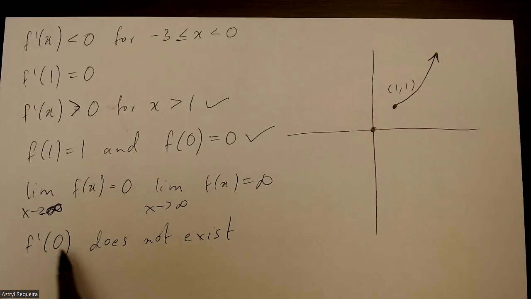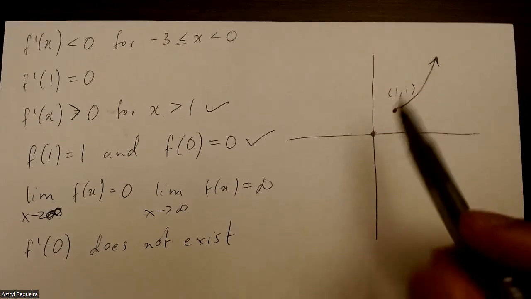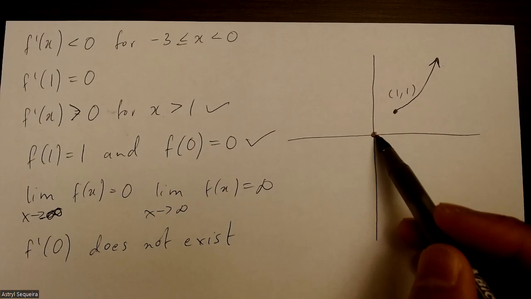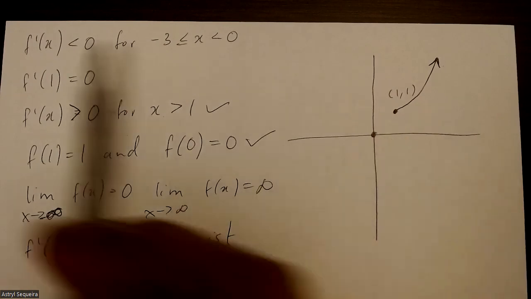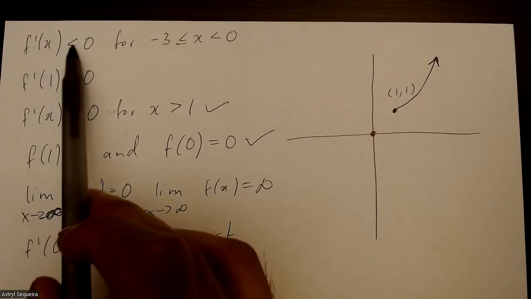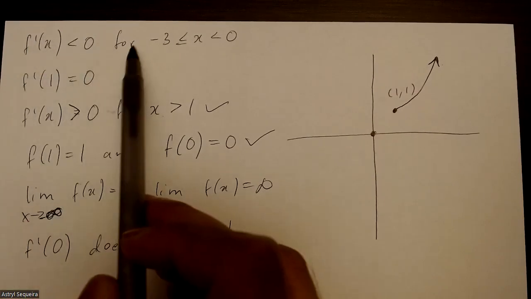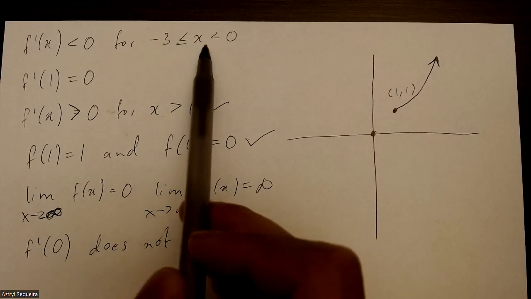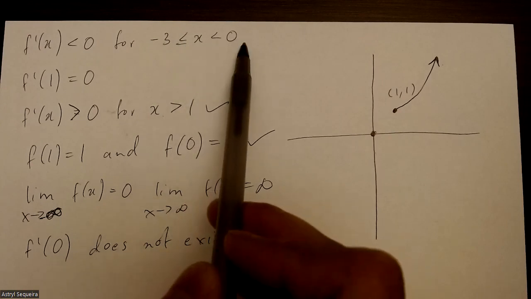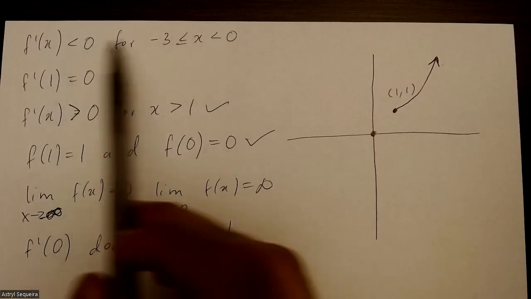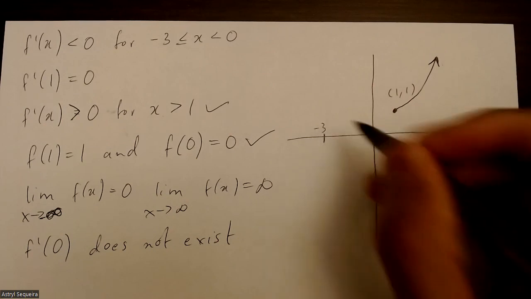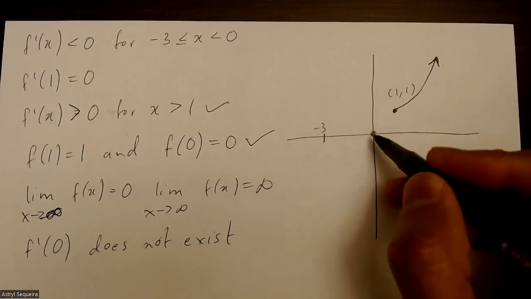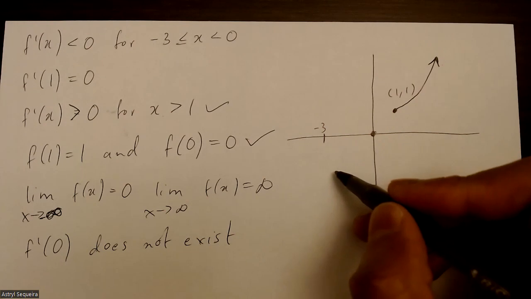f prime of 0 does not exist. So that again could have multiple possibilities at this point, but it could be a piecewise function. It could be a corner as well. And then the next one, f prime of x is less than 0 for -3 ≤ x < 0. So I know that my derivative is negative from -3 till 0. So I know that it's going to be decreasing over here.